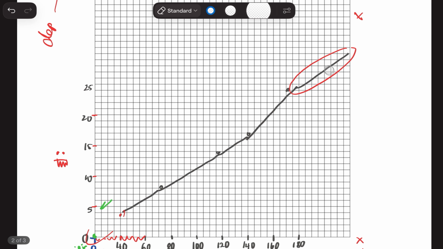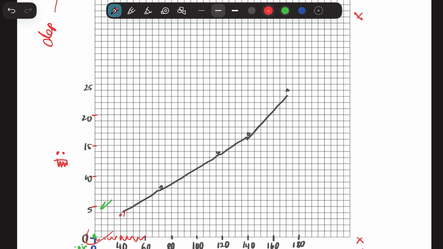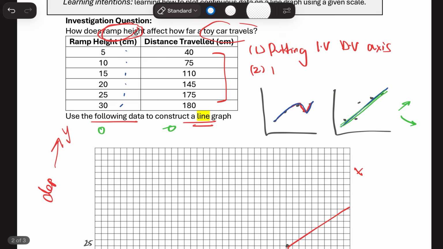And I would remove that part there because it was never part of the graph. And I would stop at my last point. So do not just add an extra line to connect it to the axes. You don't have to do that for your line graph.